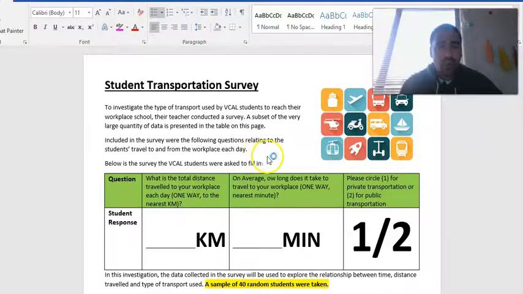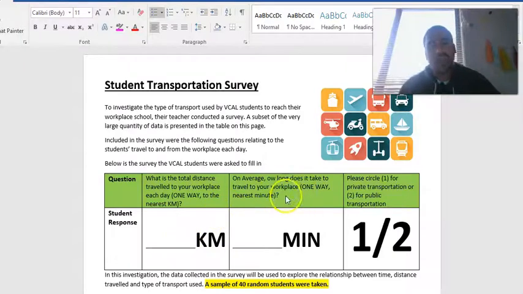So we're going to be looking at transport used by VCAL students to get to their workplace. So a teacher conducted a survey, and a subset of a very large quantity of data is presented in a table below. So what happened was, the teacher surveyed VCAL students, and within there the following questions were asked. I asked 3 questions. The first one was, what is the total distance traveled to your workplace each day? One way, not both ways, but just one way to the nearest kilometer. And then the student will give their response.